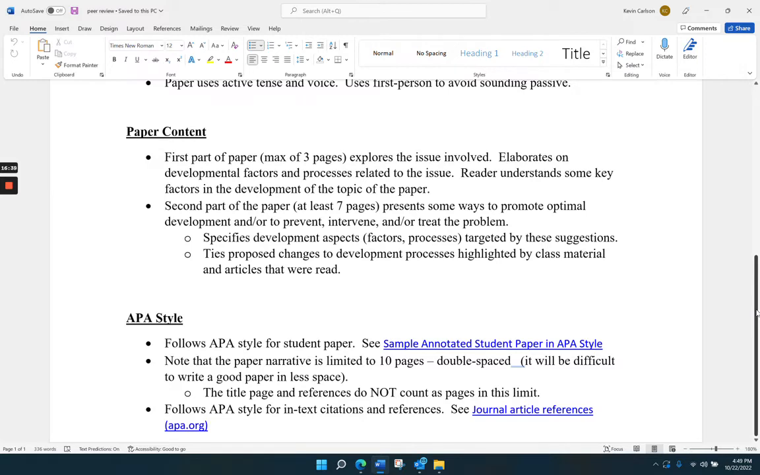So the paper narrative is limited to 10 pages. That's double spaced, standard font. So make sure you use standard font also. But double spaced. I noticed a number of people did single spaces early this semester. I was a bit confused by that. Maybe that's from high school or something. It's double spaced. And you don't count, again, the title page and the references.